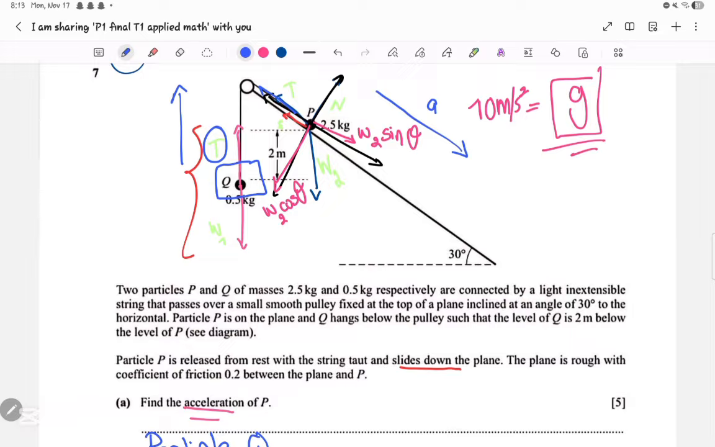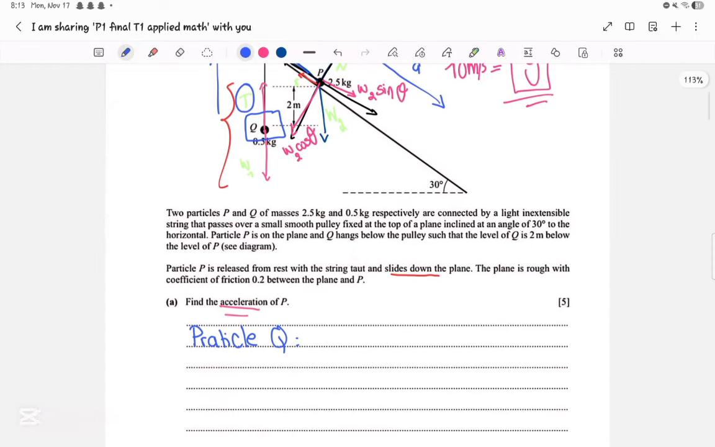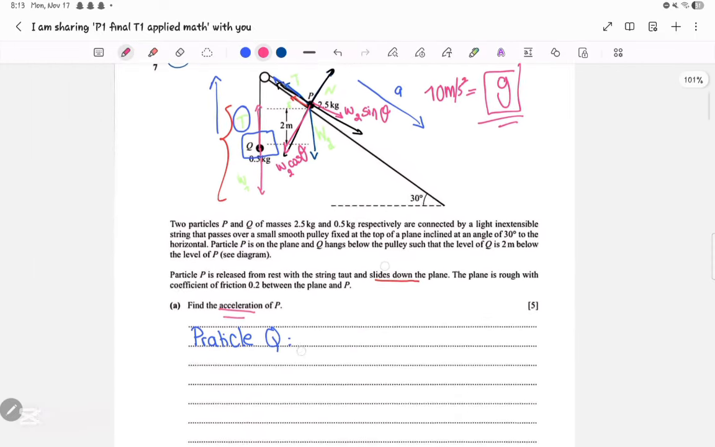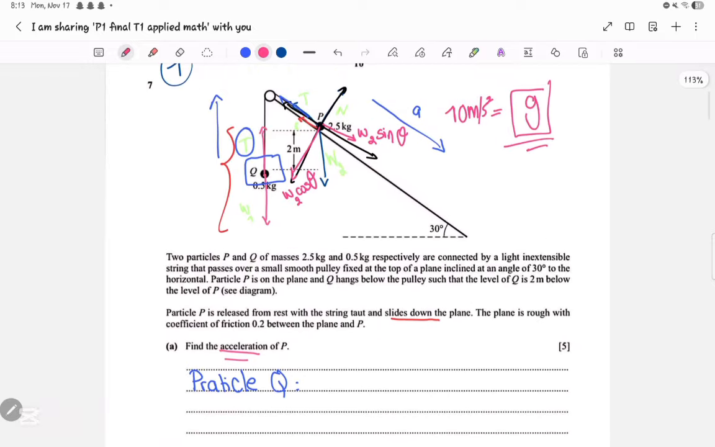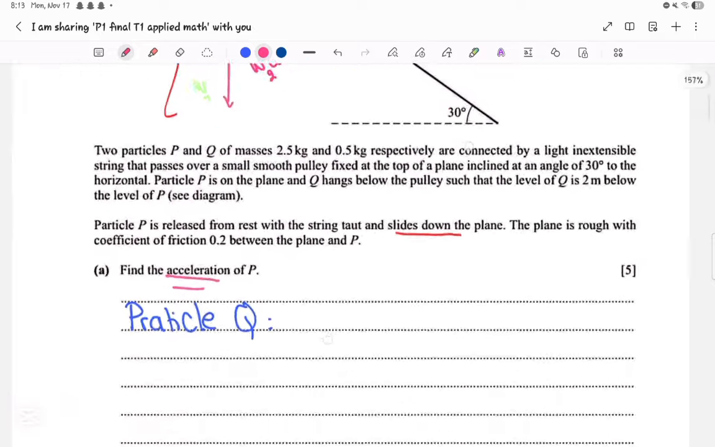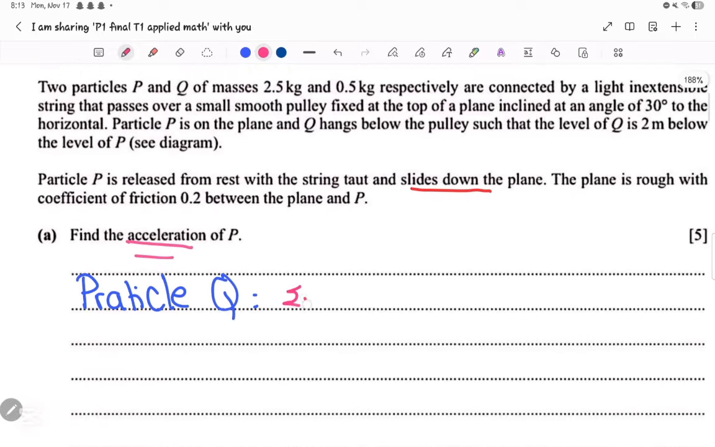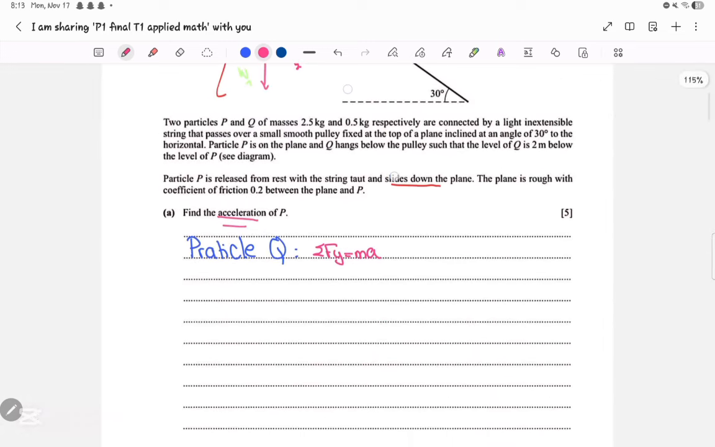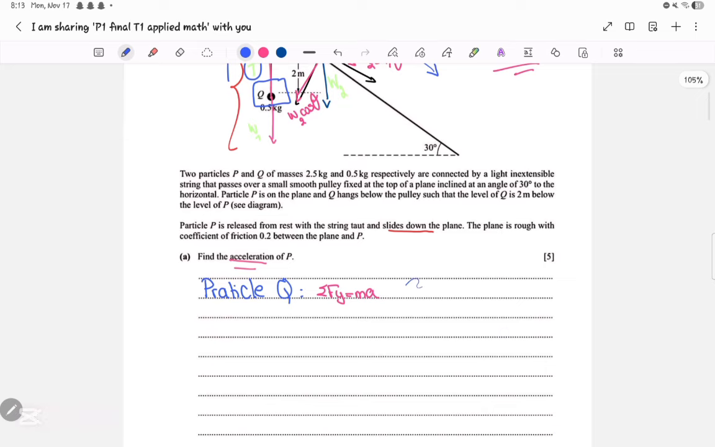So if P is moving downwards and it's connected to the same string as Q, then that means it will pull Q upwards. If it's being pulled upwards, that means in this scenario the tension is greater than the weight. So first thing I'm going to say is that sigma Fy is equal to ma because there is an acceleration, and I know that it goes upwards.